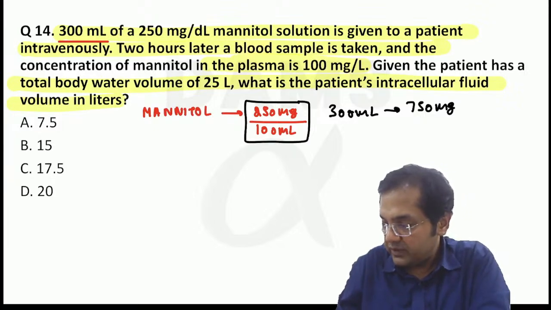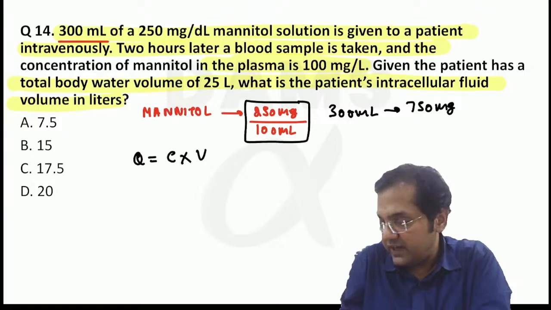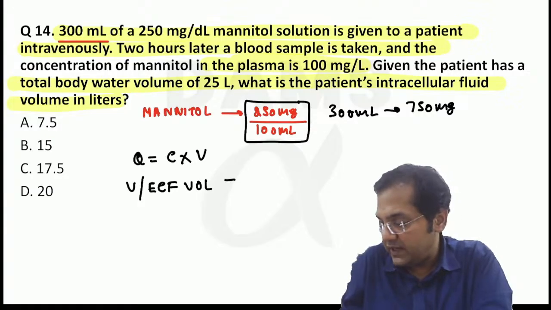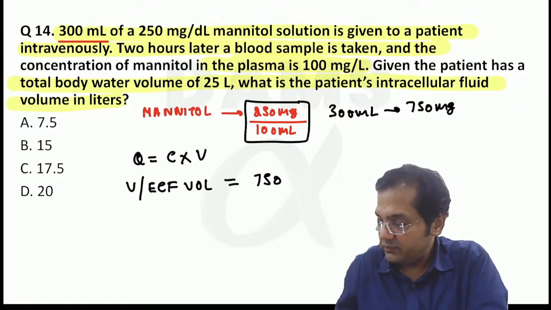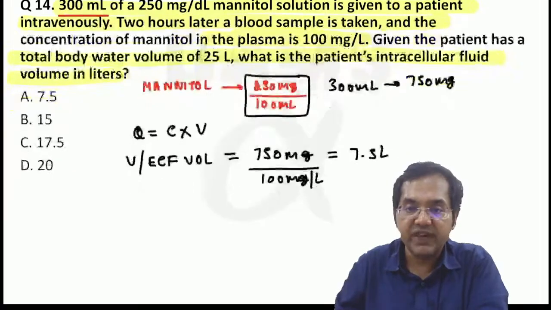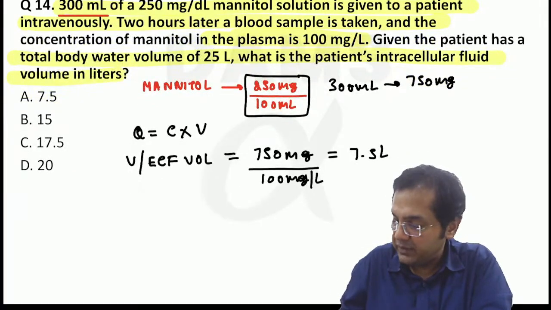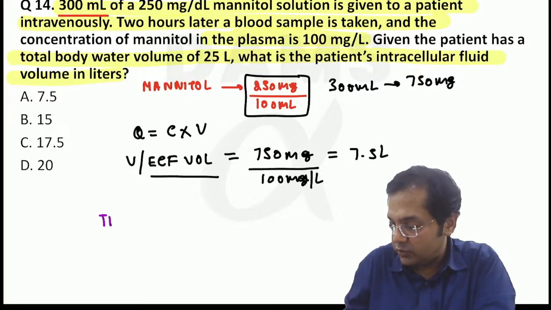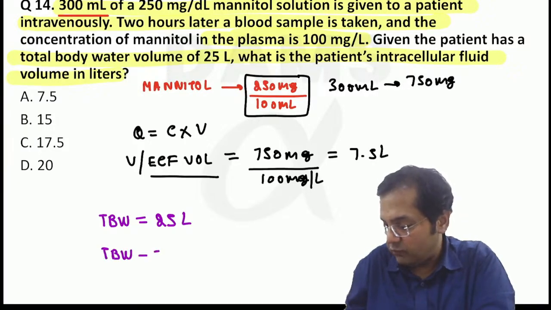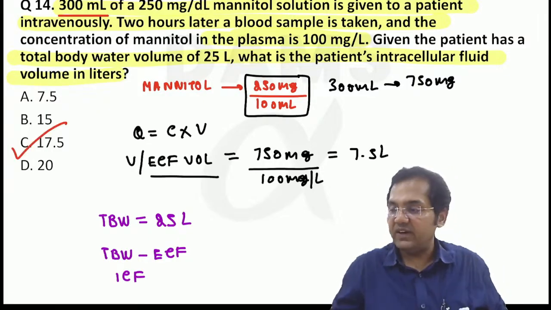Now you know that Q is equal to C into V. So V, or the ECF volume, would be equal to 750 milligram upon 100 milligram per liter. You solve those for me. You easily get 7.5 liter as the answer. This is, remember, ECF. But I have given you total body water as 25 liter. So total body water minus ECF is ICF. So the answer was 17.5, right?